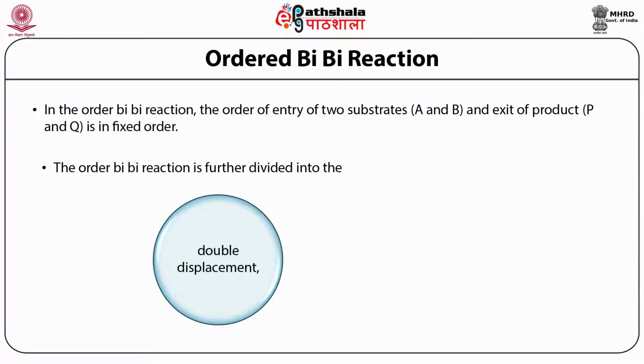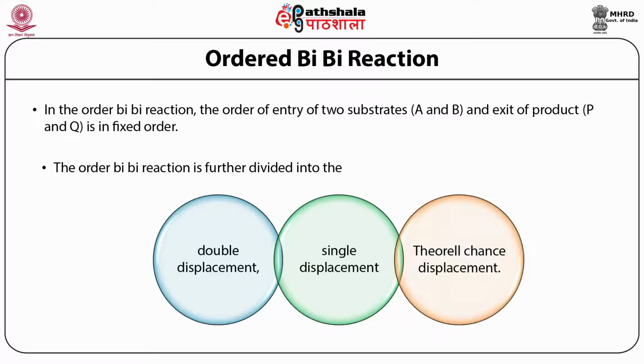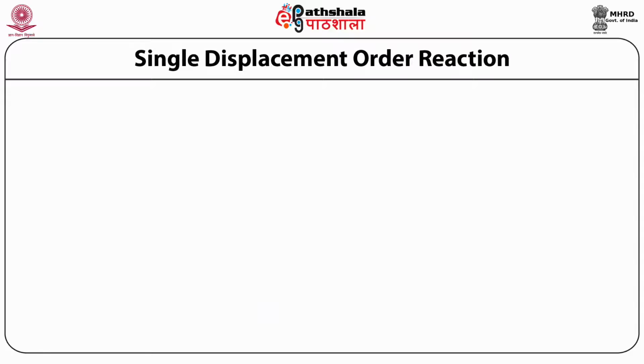The second one is single displacement, where both substrates enter together and both products release together. And the third one is Theorell-Chance displacement, where entry of the first substrate is followed by exit of the first product, but exit of the first product is so fast that we don't have any ternary complex. The first one we will discuss is single displacement order reaction.